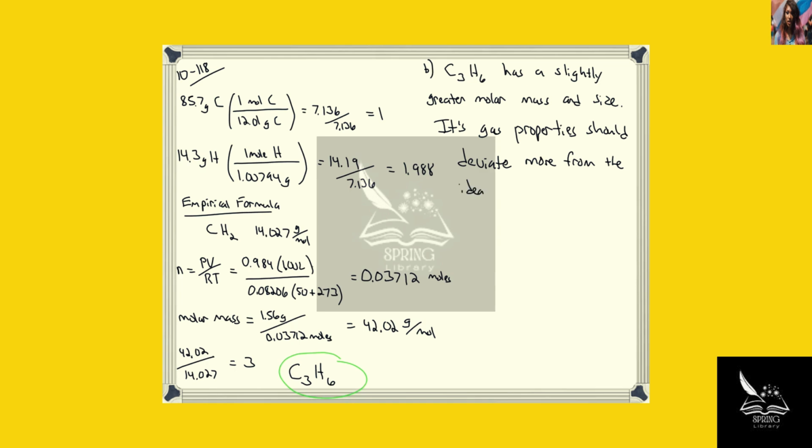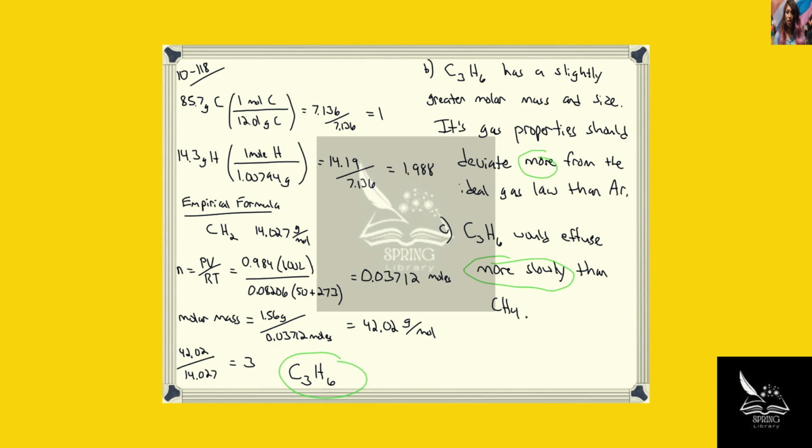And for the last question, part C, it asks, would cyclopropane effuse through a pinhole faster or more slowly than methane? Well, cyclopropane has a greater molar mass with more carbons and more hydrogens, and as we increase the molar mass, we decrease the rate of effusion. So it's going to effuse more slowly through a pinhole than methane would.